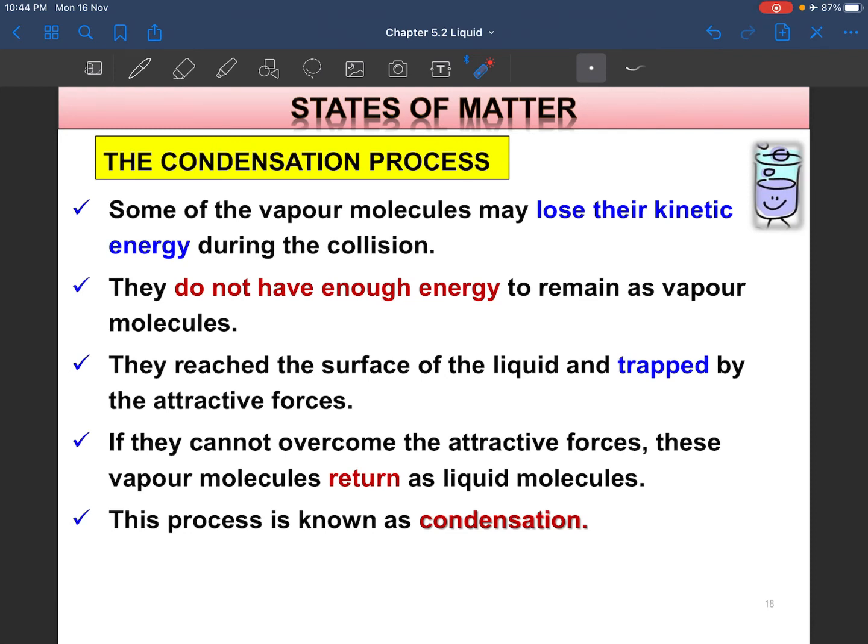Okay, evaporation is the opposite of condensation. Condensation is a process from vapor or from gas to liquid. Alright, so some of the vapor molecules may lose their kinetic energy during collision. So they do not have enough energy to remain as vapor molecules. They reach the surface of the liquid and are trapped by the attractive forces. If they cannot overcome the attractive forces, these molecules return as liquid molecules. This process is known as condensation. So yes, condensation is from gas to liquid.